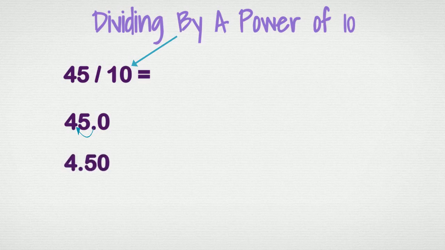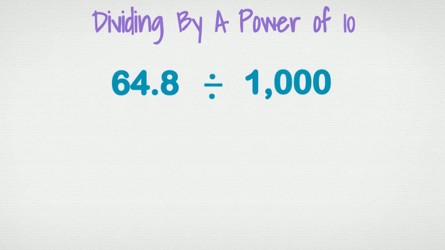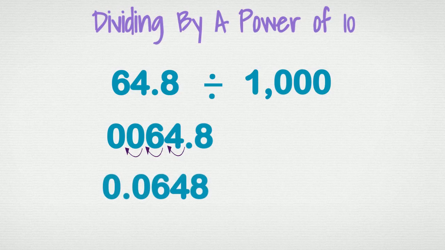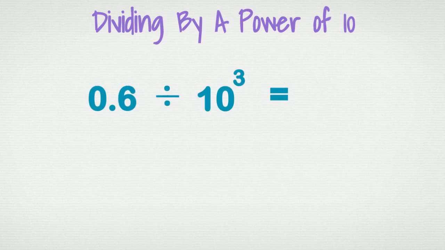Next example, 64 and 8 tenths divided by 1,000. Our decimal is already here for us in this example. Since 1,000 has 3 zeros, we'll be moving to the left 3 spaces. But you may notice there's only 2 numbers to the left of our decimal. The way we take care of this is to fill in the additional spots with zeros. When we do that, we end up with an answer of 0.0648 or 648 ten-thousandths.